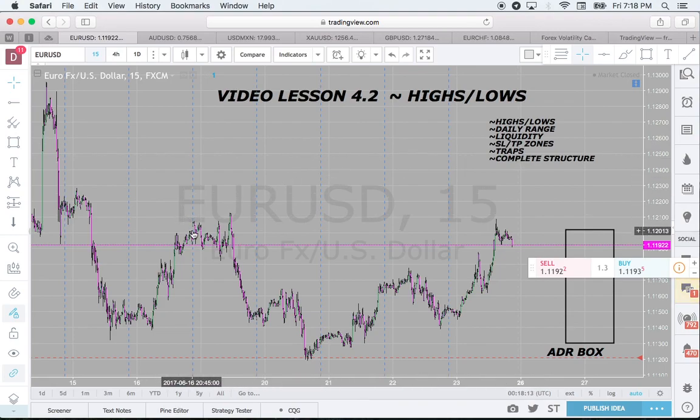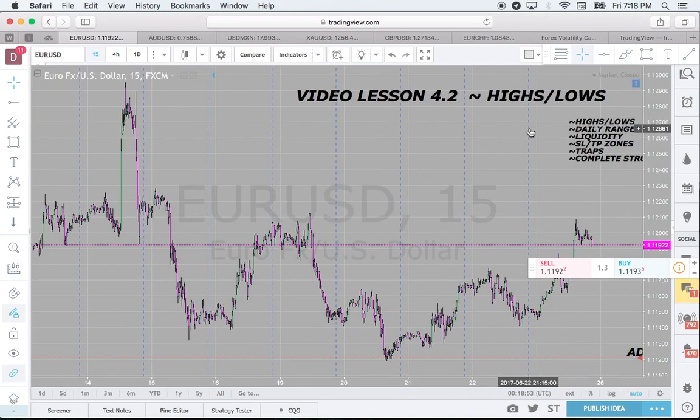Traps, we will be discussing trap zones and where the dealer works the highs and the lows to trap a certain amount of liquidity in these areas before making his initial move. We will also be discussing the completion of structure and trends by the creation of highs and lows.